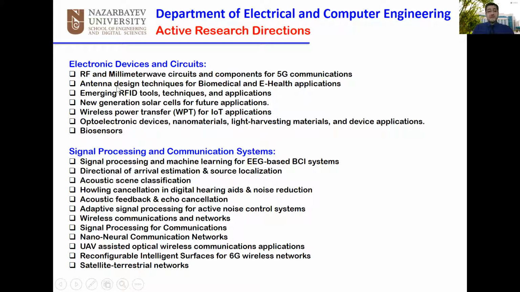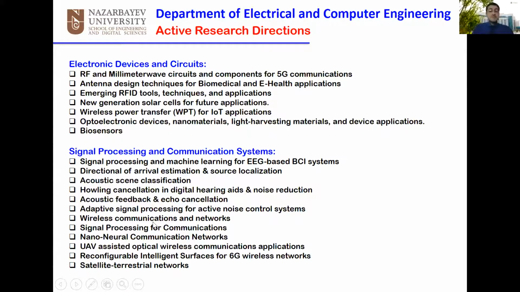You see radio frequency, antenna, 5G, RFID systems, new generation of solar cells, and optoelectronic devices. These are some of those research directions. In terms of signal processing and communication, we have signal processing and machine learning, direction of arrival estimation systems, acoustic sensing.